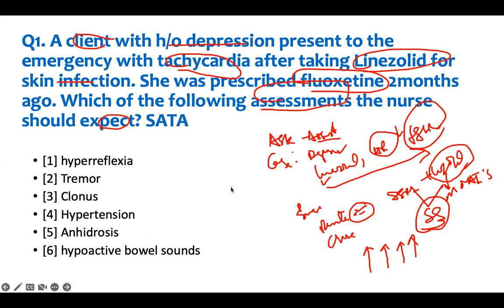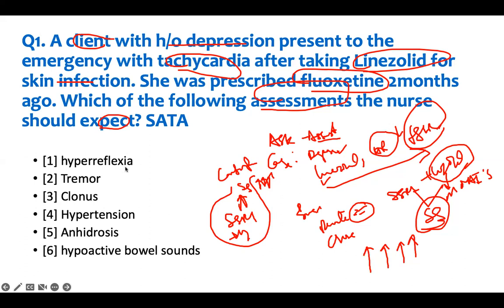So our bag of content now has SSRI and linezolid. And what it has led to, we have serotonin syndrome. And what do we say? Everything has to be up. Therefore, each answer choice, no matter what it is, has to be up. So you think about it and say, is it going up or down?